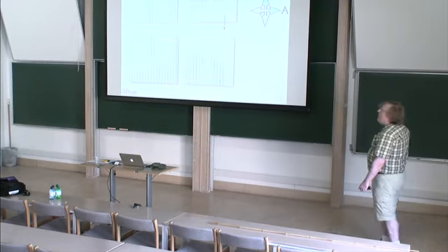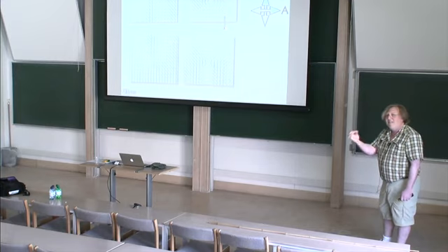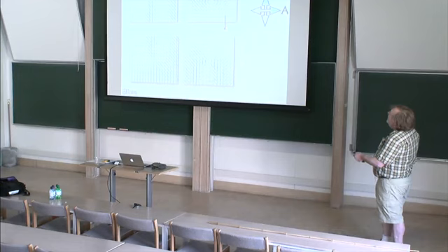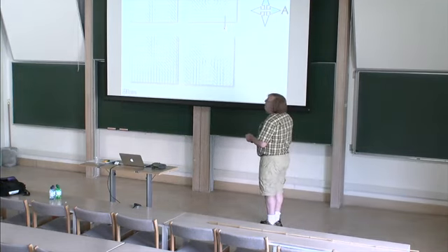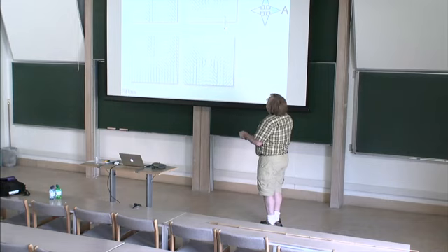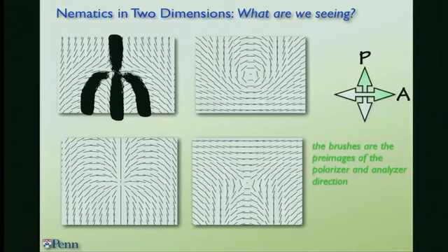So let me think about why I get those junctions where there were four black lines going to a point. Well, look, here is a defect. Here's a place where in the center I don't know which way the molecules are supposed to point, right? They point in these directions out here. Let me now cross out all the directions that point along the polarizer and all the directions that point along the analyzer. There's one. Four brushes coming to a point.